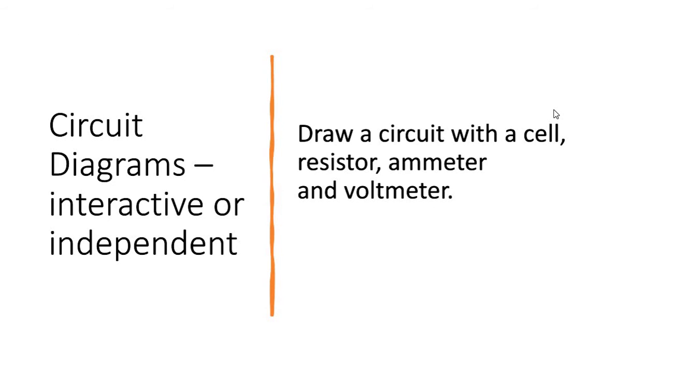This time I'd like you to draw a circuit with a cell, a resistor, an ammeter, and a voltmeter. Have a look at the symbols for those on your sheet and have a go at drawing where you think they would go. Pause the video.